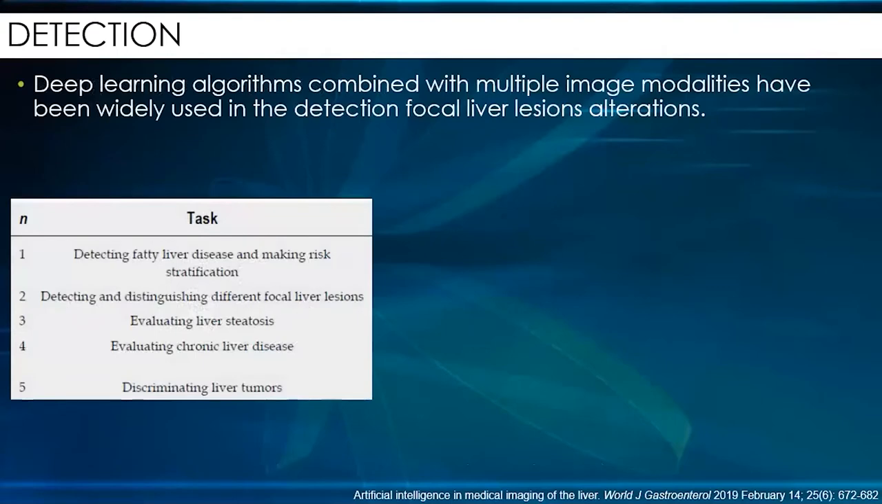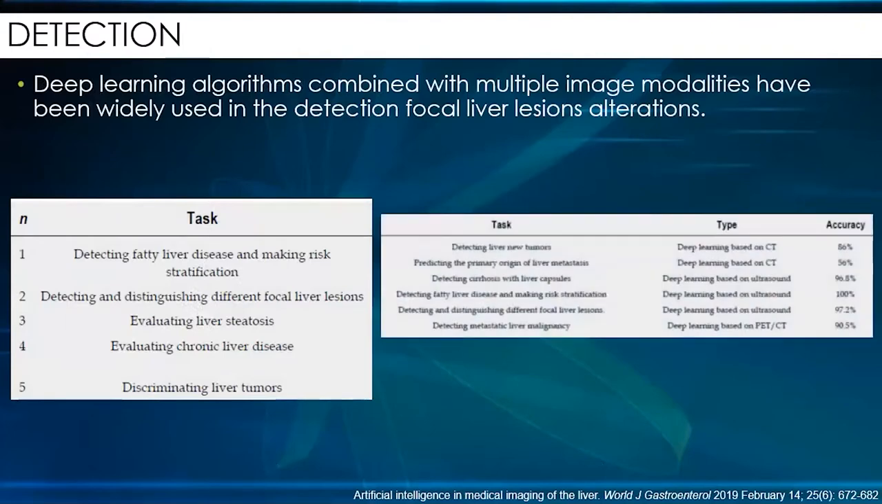In a recent review, the deep learning approach was used to highlight, study and recognize several liver diseases represented by liver steatosis, liver cirrhosis, and focal liver lesions. The artificial intelligence system offered a very high diagnostic accuracy in the detection of new liver tumors, liver steatosis and liver cirrhosis, while the diagnostic accuracy was very low when the software tried to understand the main cause of the metastasis.